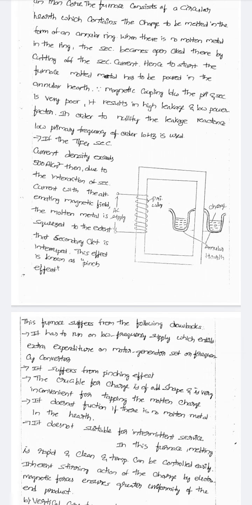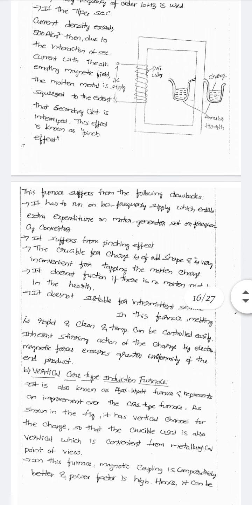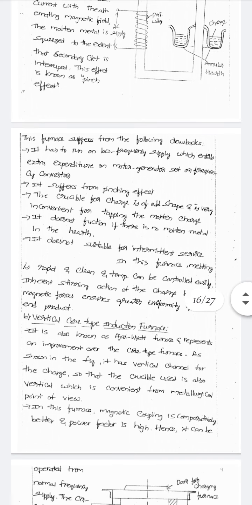In the secondary case, the transformer secondary current density exceeds 500 ampere per centimeter square. Then, due to the interaction of the secondary current, the secondary circuit is opened or interrupted. So automatically there is no winding, it is simply shorted. When the circuit is interrupted, this effect is known as pinch effect.